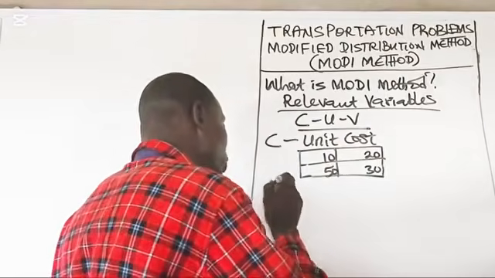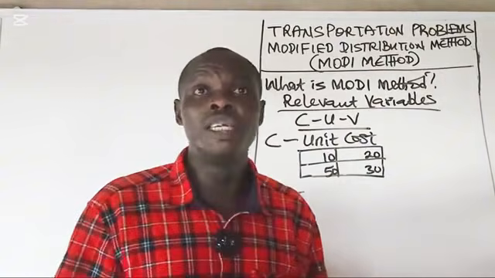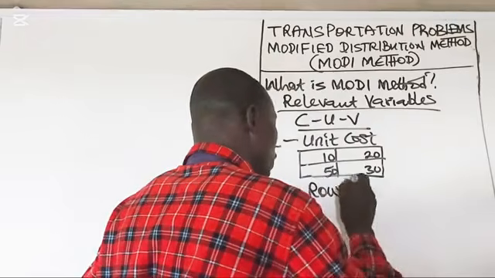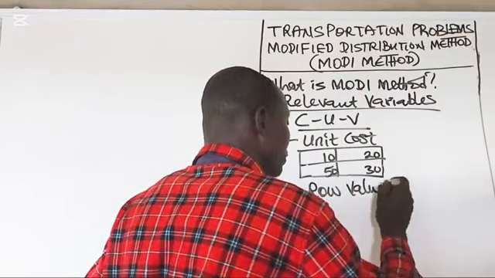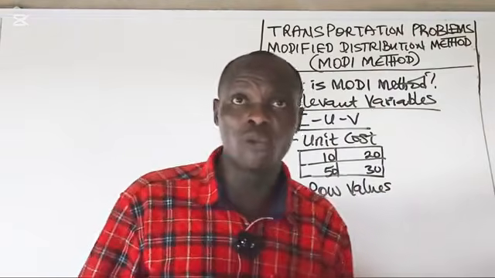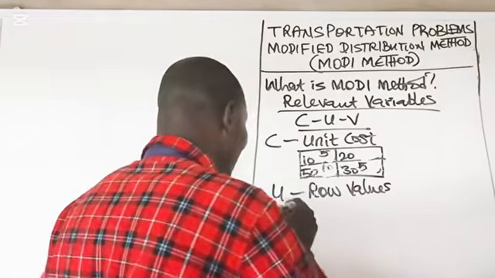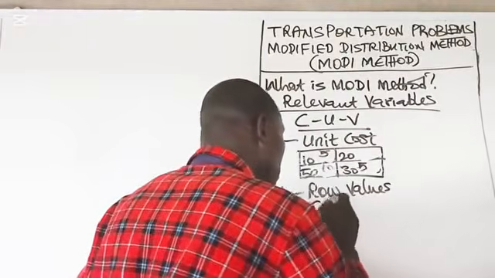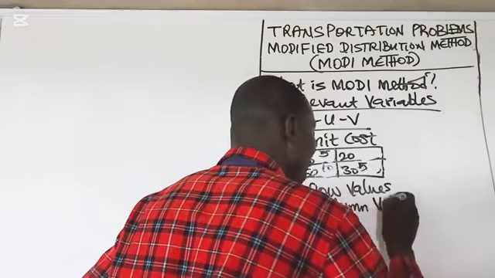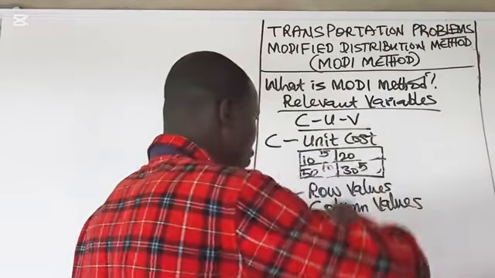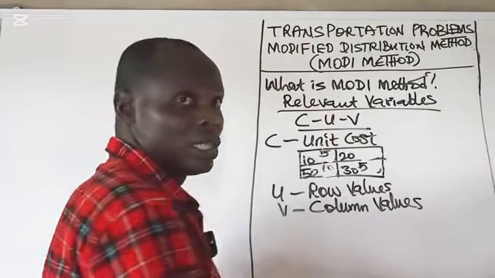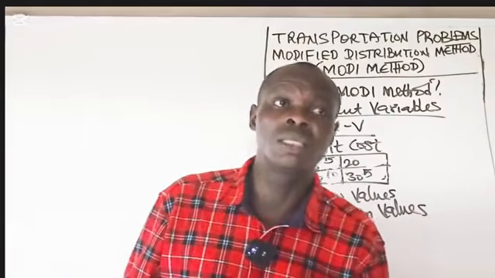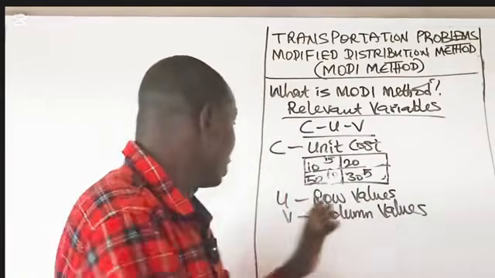After cost, we have letter U. U is row values. So we'll be using U to denote the row values. The third letter is letter V, which is column values. These are columns, vertical. That is columns.